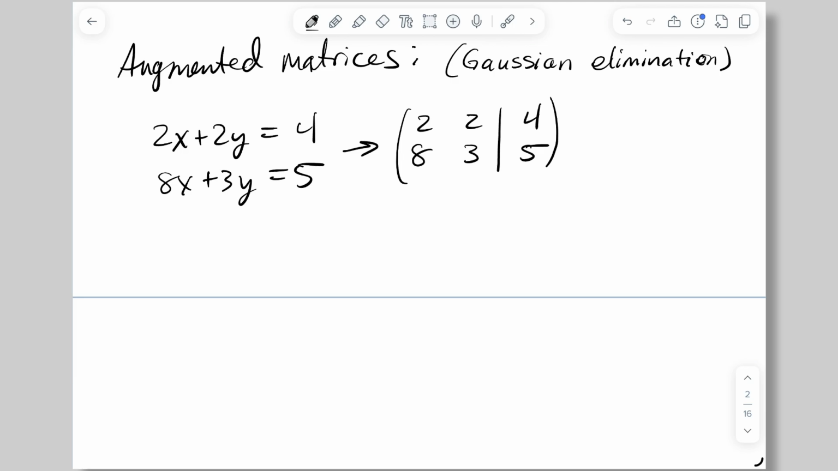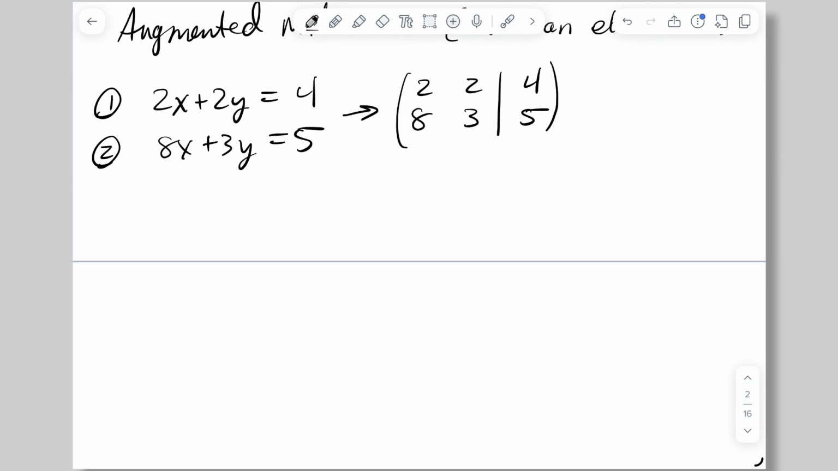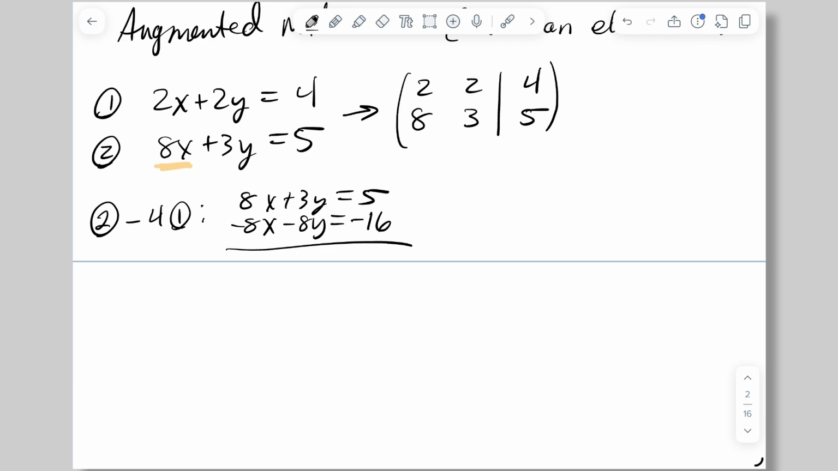If I wanted to solve this equation by elimination, maybe I identify the equations 1 and then 2. I might want to eliminate the x from the second equation, let's say. So what I might do is take equation 2 and subtract from it 4 times equation 1. Equation 2 is 8x plus 3y equals 5, and then 4 times equation 1 is negative 8x minus 8y is equal to negative 16. And adding those together gives us 0x, that's what we were after. And then negative 5y is equal to, what is that, negative 11.